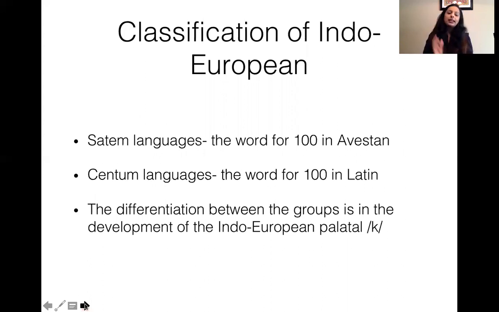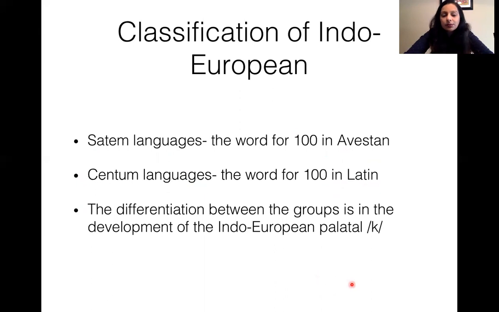Now, Indo-European languages can be classified into two main types. I'm not talking about the different classifications of languages, but just about how we can divide them on the basis of morphology. And this is into Satem languages and Centum languages. Satem is the word for 100 in this language called Avestan, and centum is the word for 100 in Latin. And these are the two subdivisions of Indo-European languages.